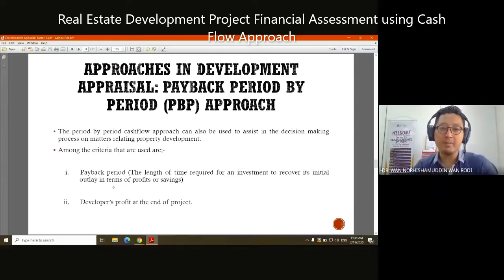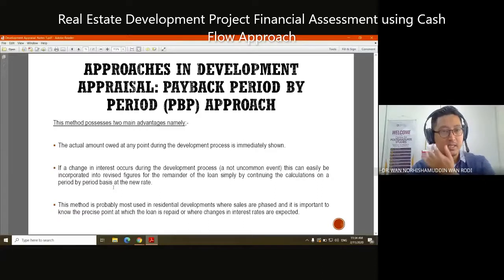Okay, first we look into payback period. Can this project generate more capital to pay debt, and what is the length of time required for an investment to recover its initial outlay? This can be summarized as the period in which we can use the income to pay all the costs or the positive cash flow. The second one is the developer's profit at the end of the project. We can also calculate developer's profit using the PBP approach. Let me draw your attention to the next slide.